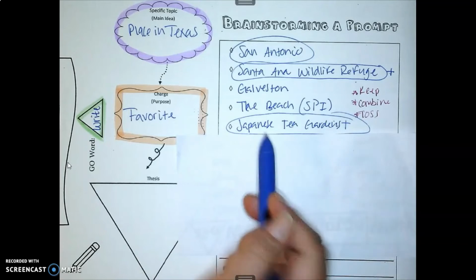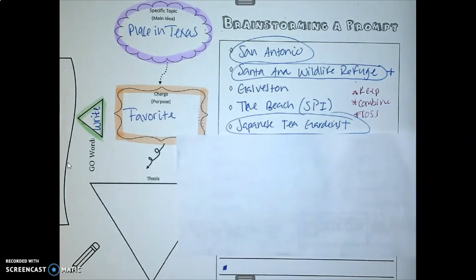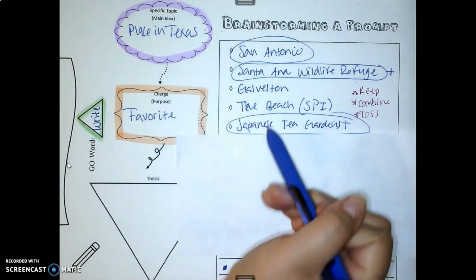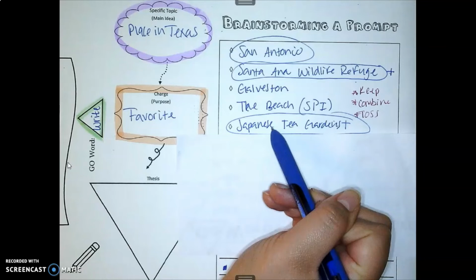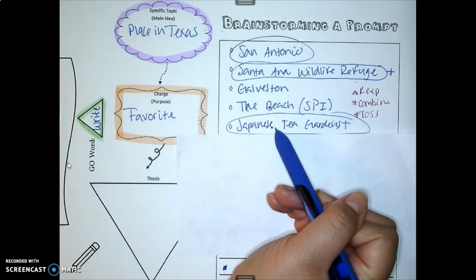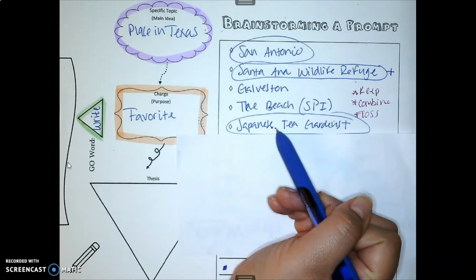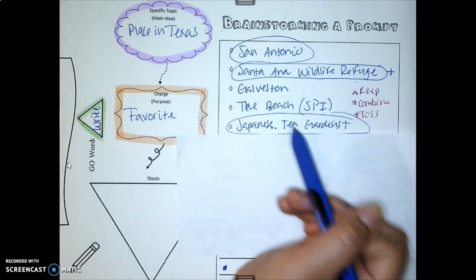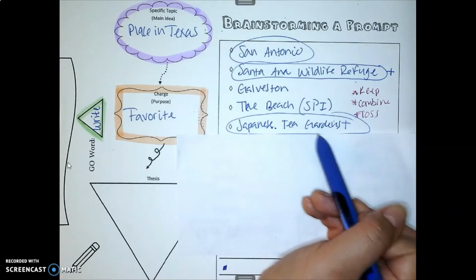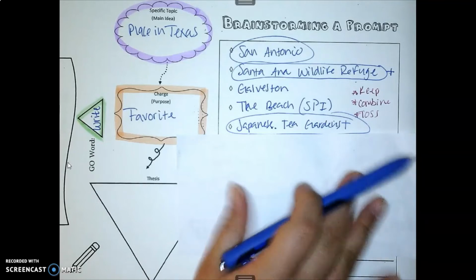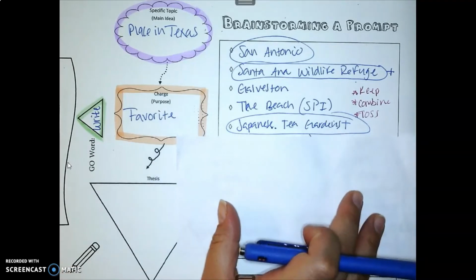The next place I talked about was the Japanese tea gardens, and that place, I've never actually been there, but it's some place that I would actually like to visit one day. So maybe in my essay, this would be a place that I hope to visit one day, and that could be something I talk about in my conclusion. I hope I can go there one day. So I mentioned the Japanese tea garden.